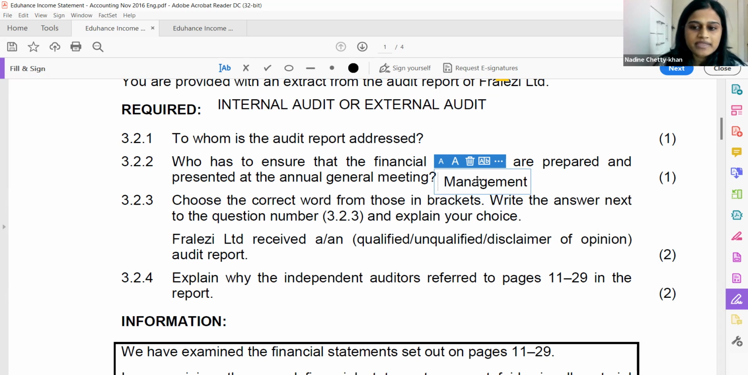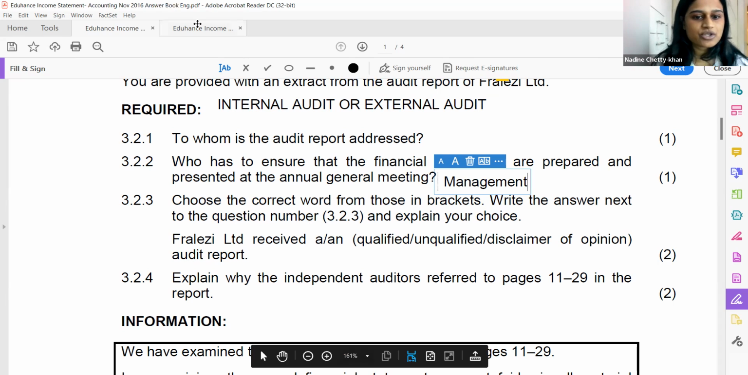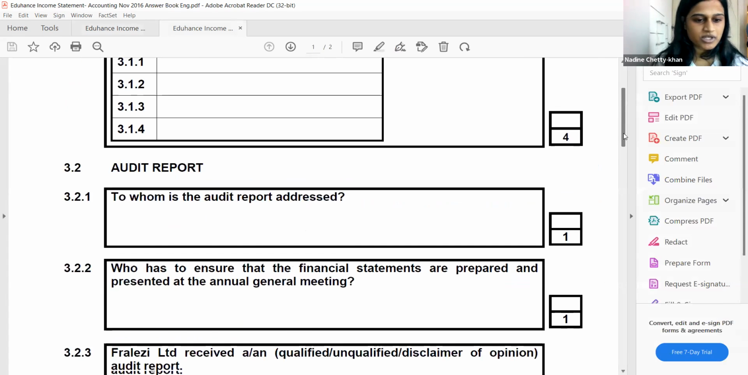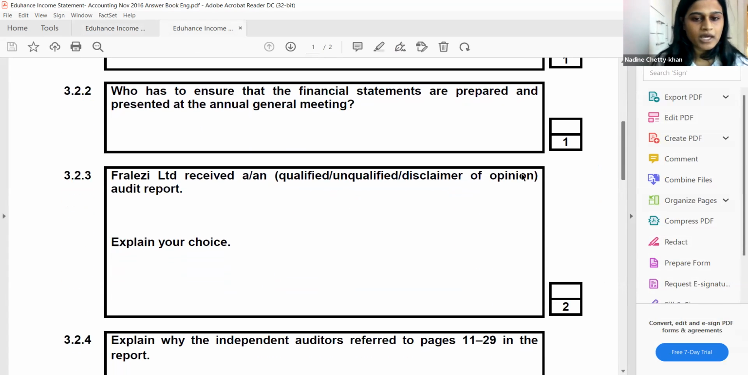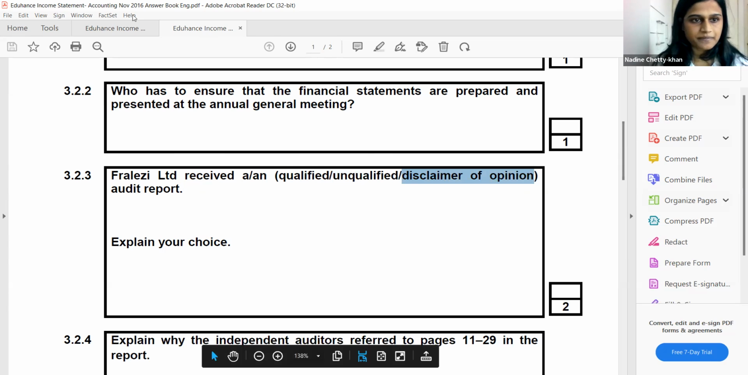Okay. Then it says, choose the correct word from those in brackets. Write the answer next to question number 3.2.3 and explain your choice. Okay, so let's go to the answer booklet to see what they've basically said. So here are the options that we have in brackets. Relezi Limited received, remember they get this report from the auditors, an unqualified, qualified, or disclaimer of opinion audit report, and explain your choice.